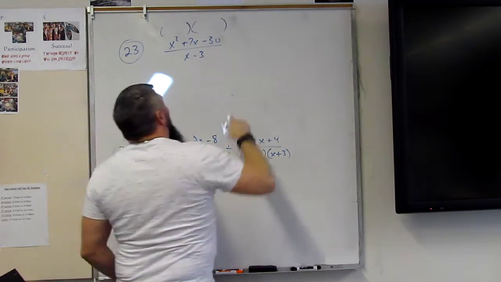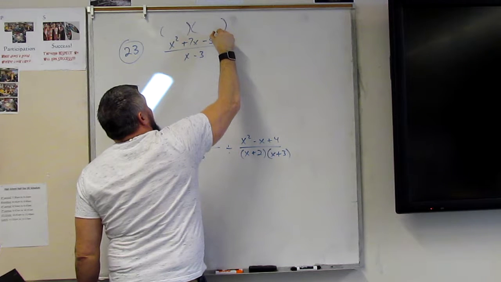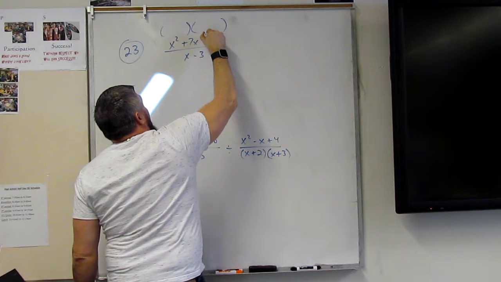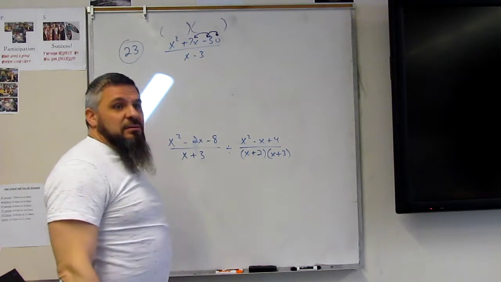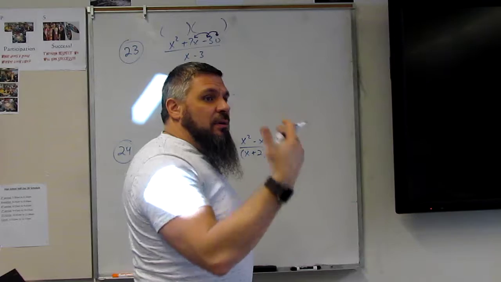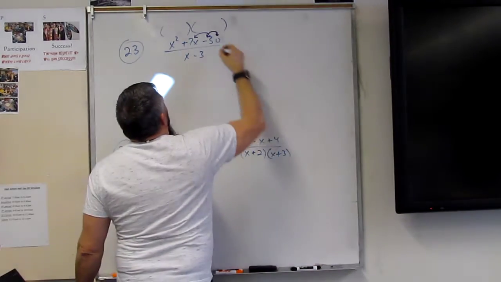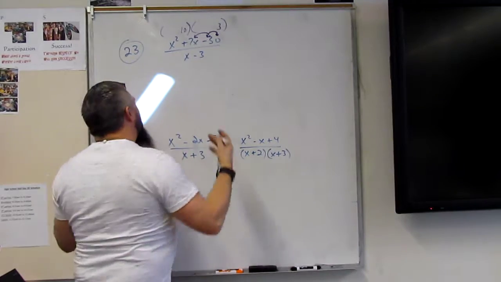Right? And then what multiplies to be 30, but it subtracts to be 7? Right? So what multiplies to be 30? 10 and 3. 10 and 3. So, see how that goes?